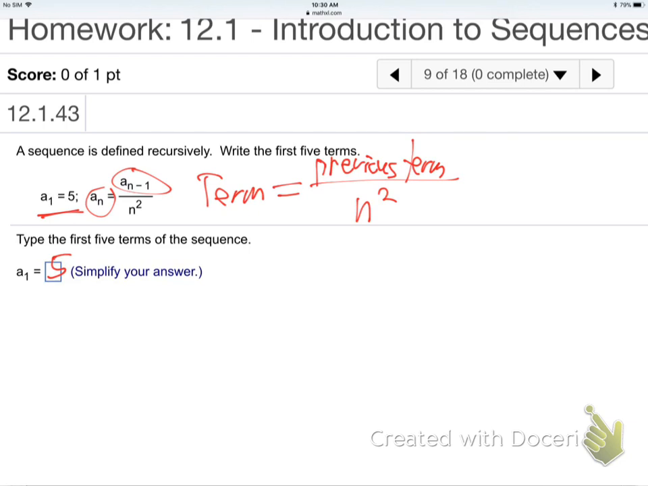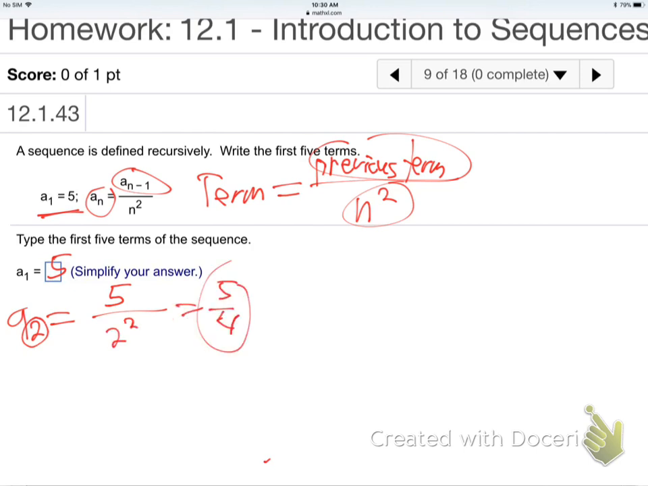So if you want to know a sub 2, what is it? It's the previous term, right? It's previous term over n squared. Previous term is 5 over n squared. What's n squared? Well, n's your number right here. 2 squared. 5/4. That's a sub 2. We good so far? It's the previous term over your term number squared.